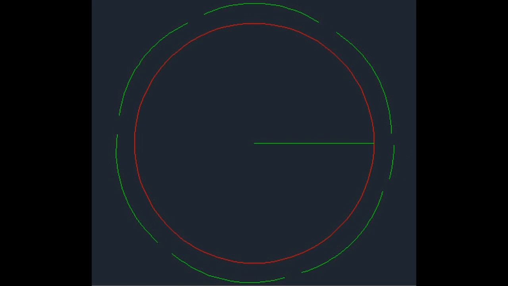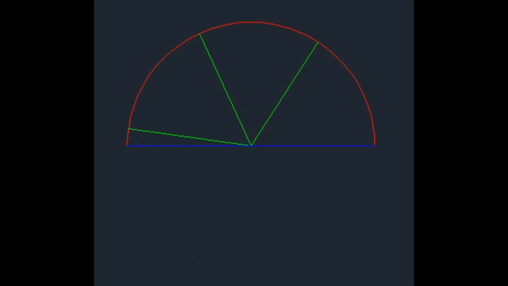It takes 3.14 diameters to make up the circumference of a circle. Being that a radius is half of a diameter, it takes 6.28 radiuses to make up the circumference of a circle. So 1 pi of radiuses is half of the circle.